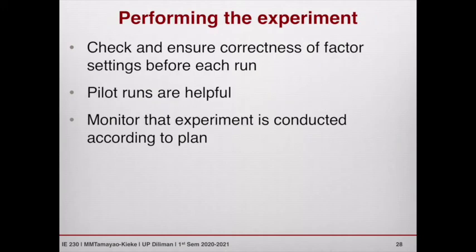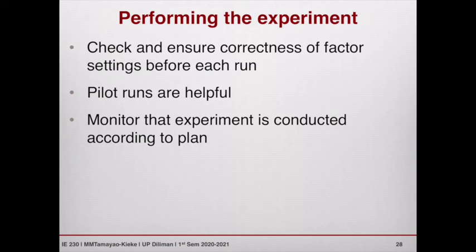Okay, so we're now on to the next step, performing the experiment. A few pointers on performing the experiment include checking and ensuring the correctness of factor settings before each run. It is suggested that there is someone assigned to this task. It is also suggested to perform pilot runs or a smaller scale of the experiment in order to gain information on things like consistency of experimental material, a check on the measurement system, a rough idea of experimental error, and an opportunity to practice the overall experimental technique.